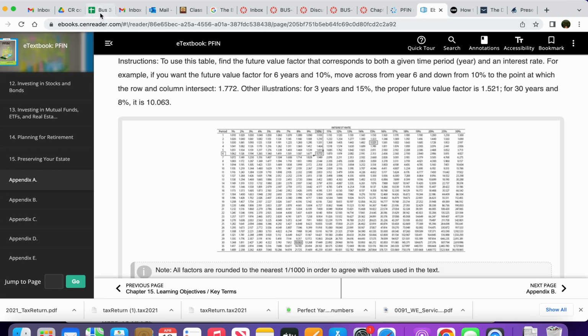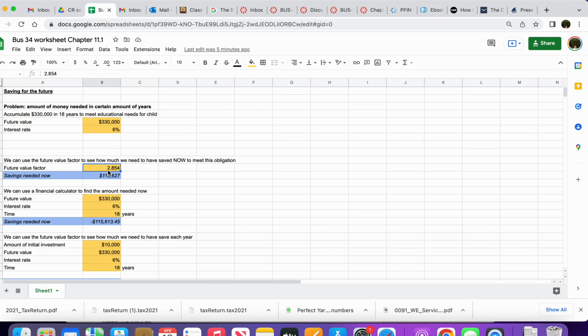So what we're doing is we're taking the total sum of money that we want to have in 18 years, dividing it by the future value factor, and we're seeing how much we would have to have saved now to meet this obligation in 18 years.